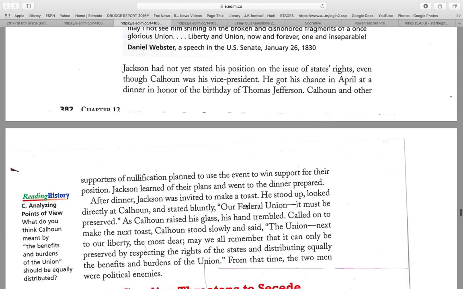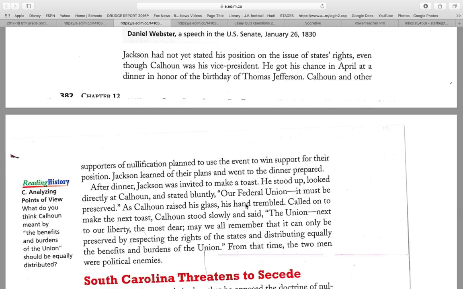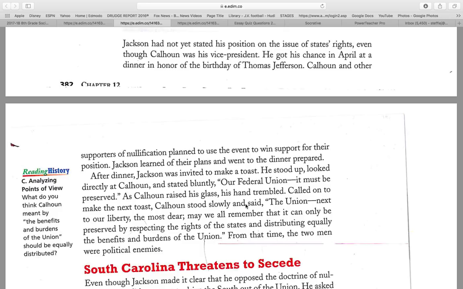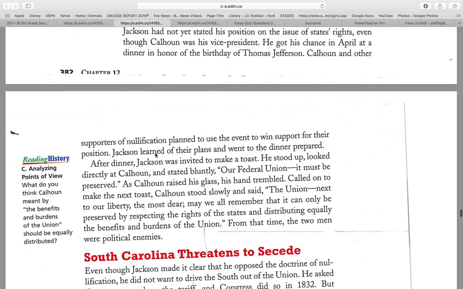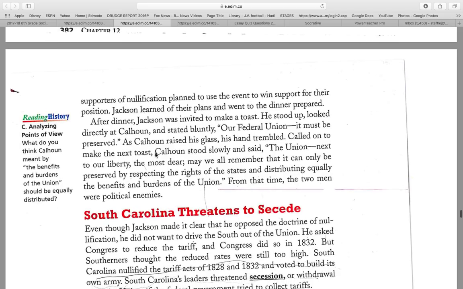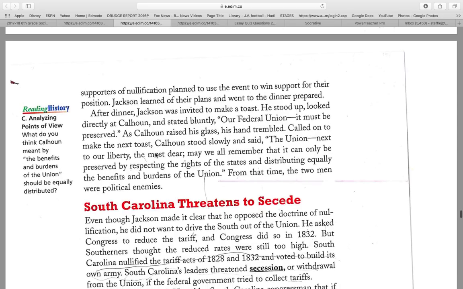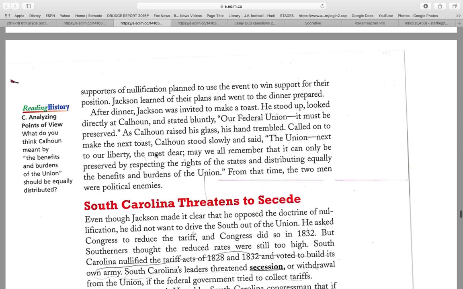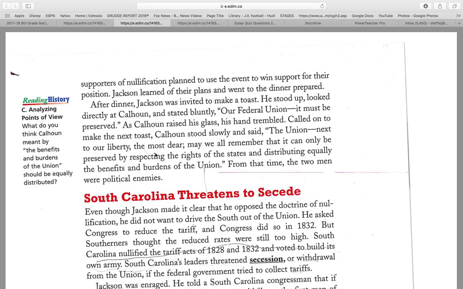Jackson had not made his position on the states' rights issue clear, even though Calhoun was his vice president. He got his chance in April at a dinner in honor of Thomas Jefferson. Calhoun and the other supporters of nullification planned to use the event to win support for their position. Jackson learned of their plans and went to dinner prepared. At the dinner, Jackson was invited to make a toast. He stood up, looked directly at John C. Calhoun, and stated bluntly, "Our federal union, it must be preserved."